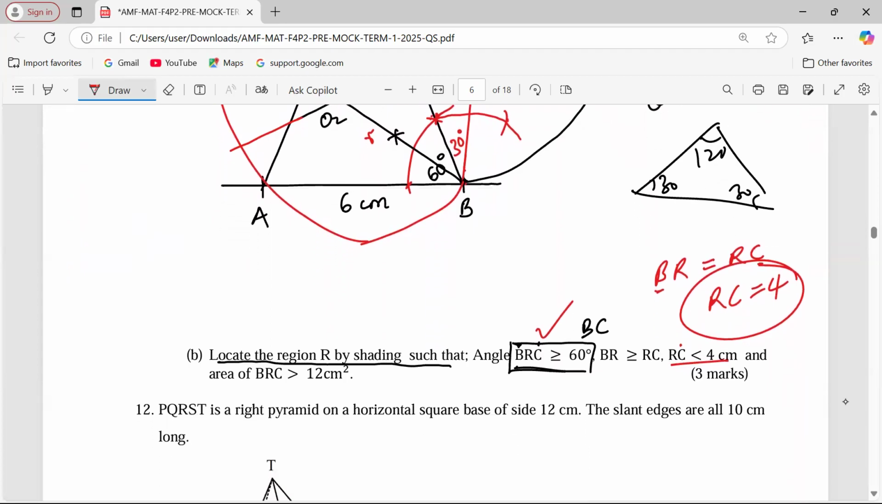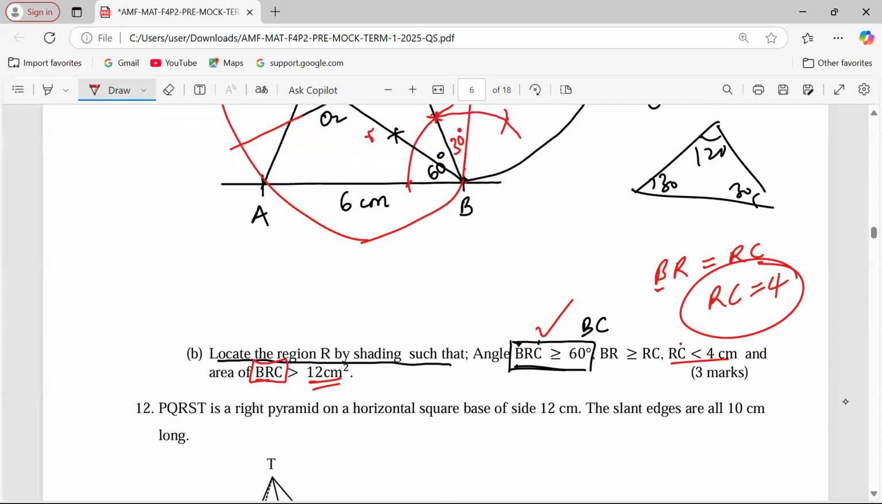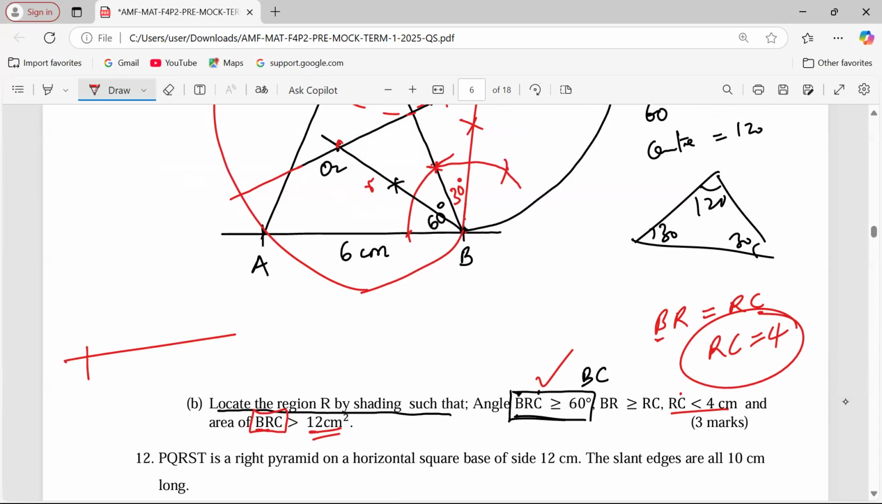Then finally, BRC being a triangle, we need area which is strictly greater than 12. So for the area to be strictly greater than 12, we will need to say that BC is already 8 centimeters. Then we are talking about area being 12. So we need a parallel line to BC on either side, but such that if we project area there, we will get 12.